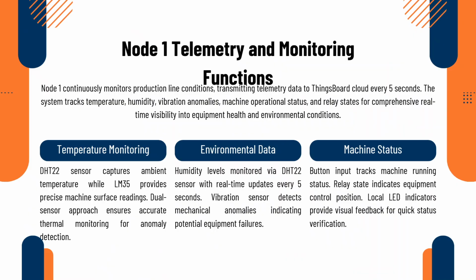Now, Node 1 telemetry and monitoring is here. Node 1 sends telemetry data to the cloud. This includes temperature, humidity, vibration, and machine status. The data is updated continuously, allowing real-time monitoring. The system also supports RPC commands. Using set relay, we can control the relay, and get status is used to check system status. This enables both monitoring and control.